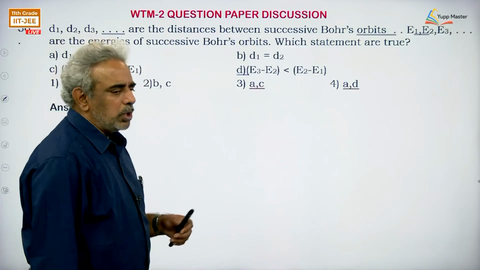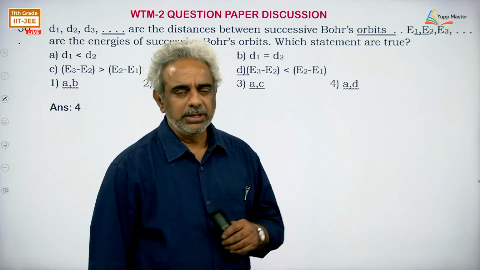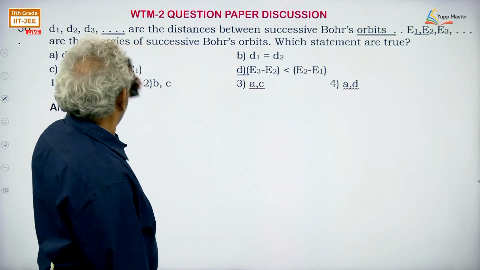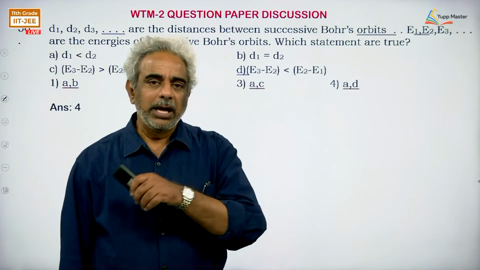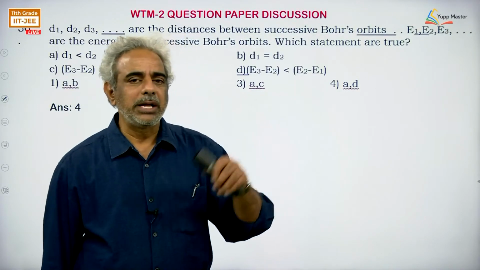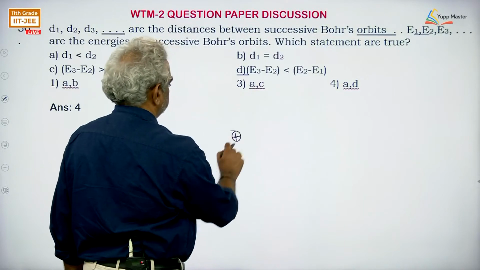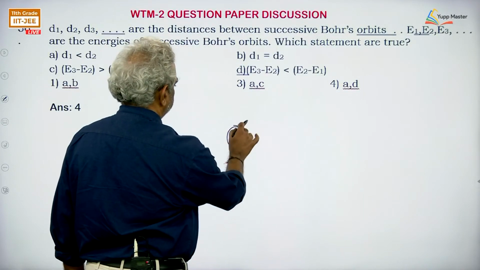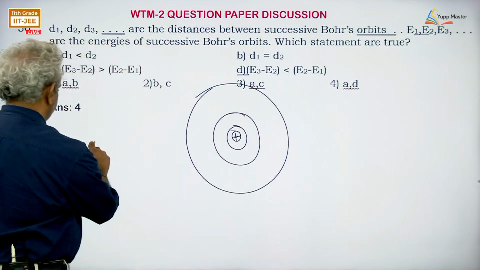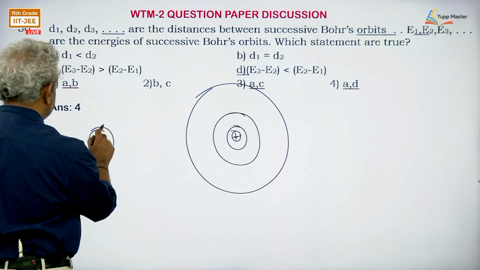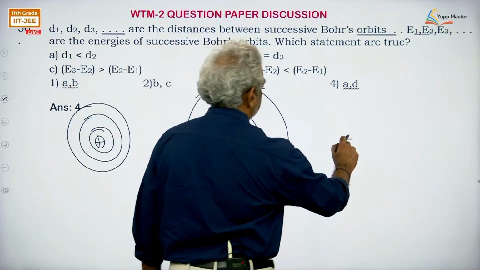See, I just told you the physical meaning of the distances and energies. He is asking about that only. The physical distance between two successive orbits, D1, D2, D3. As I told you, the distance keeps on increasing. The correct way of drawing Bohr's model: is this correct, or is this correct, or is this correct? Which one is correct?